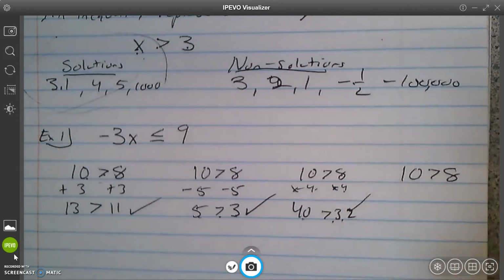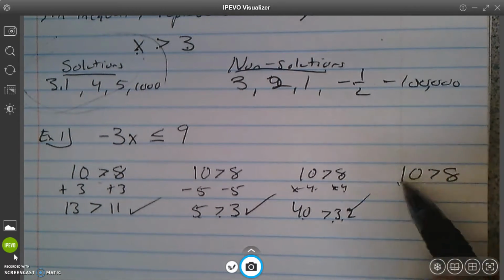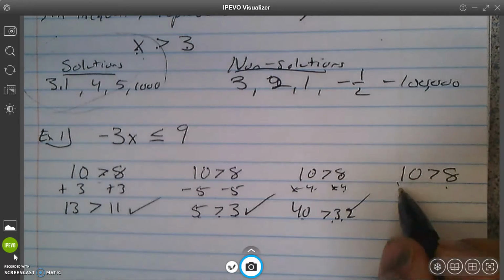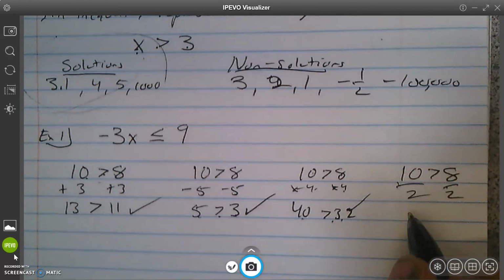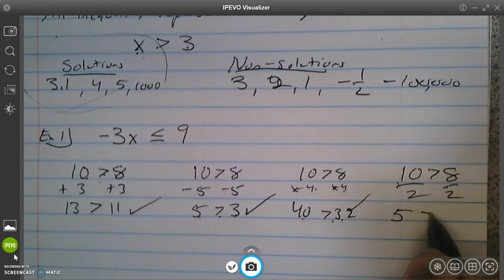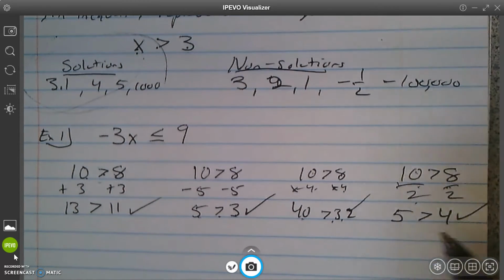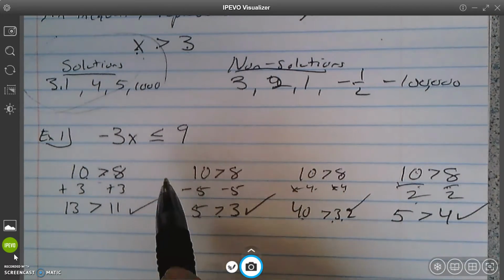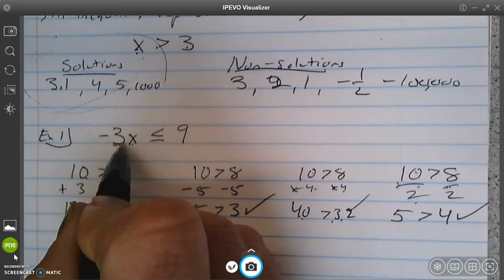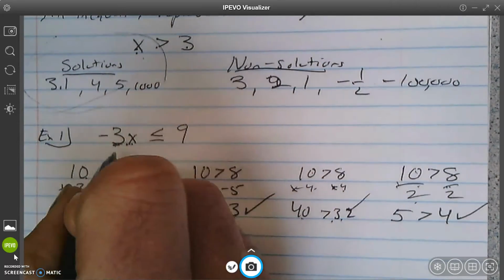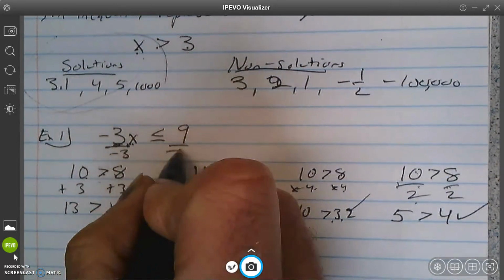What if you divided by a positive number? What can I divide 10 and 8 by? 2. You can divide it by 2. So that would be 5 is greater than, 10 divided by 2 is 5, 8 divided by 2 is 4. And that's also true, because 5 is bigger than 4. But in this problem, you have to divide by a negative number, because the opposite of multiplication is division.